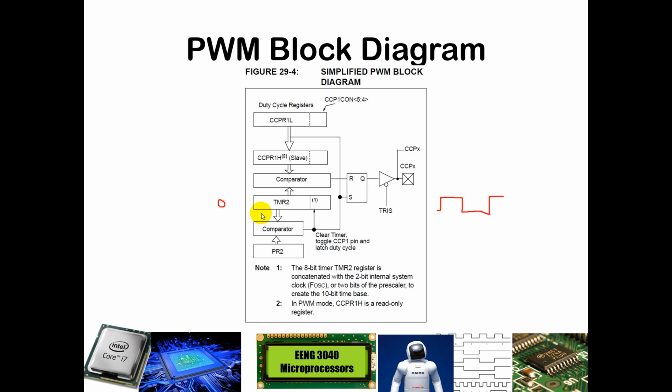We will put into our PR2 FF, so that will have the timer 2 reset in the same way that timer 1 does when it reaches FF and overflows back to 0. That will allow us the longest period possible. And then we will choose our CCPR1L based upon our desired duty cycle. So if you wanted 50% duty cycle, then CCPR1L would be half of the PR2 value.